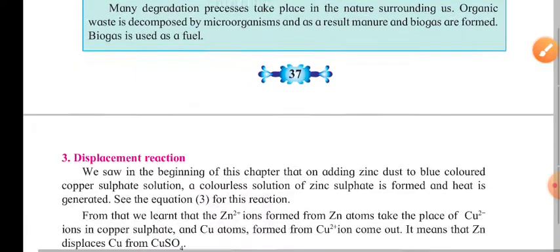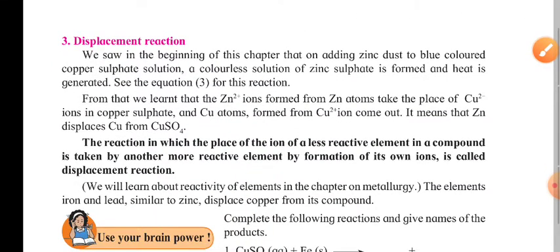Further is the displacement reaction. Displacement reaction means when two reactants are reacting with each other, in that reaction one of the ions replaces the other. One ion replacing the other is called a displacement reaction.